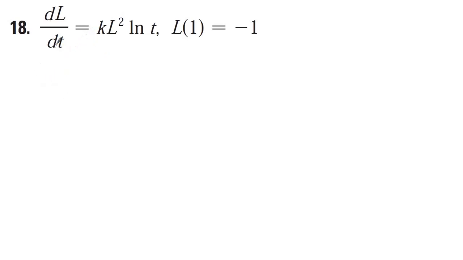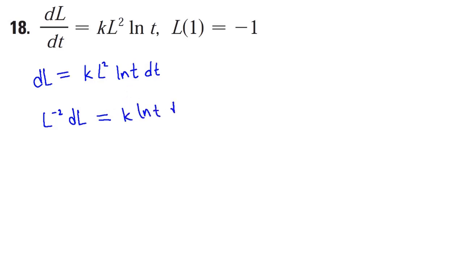Again, first thing we're going to do is move the dt up here. So I'm going to write this as dL equals kL squared times the natural log of t dt. And the next thing I'm going to do is put any L's with the dL, and there's really just this L to the second. So I could divide both sides by L squared, or you can think L to the negative 2, right, when you move it over, which is handy because we are going to integrate, and the power rule is what we're going to be using, right? So L to the negative 2 dL equals k natural log of t dt.